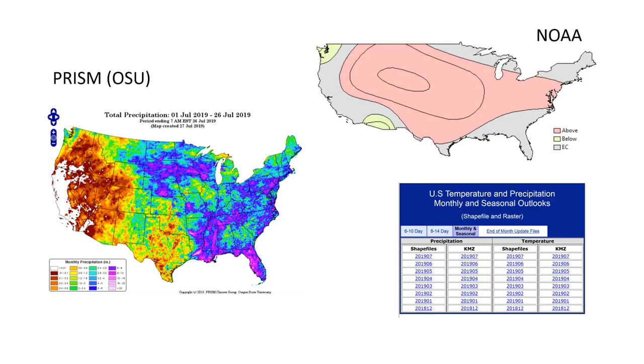On the left is an example of a layer from the PRISM data set. This comes directly off their website. On the right is an example of a NOAA climate forecast. They give the probability of the temperature or precipitation falling above, at, or below a historical normal, and these have to be converted in order to be used in our model.